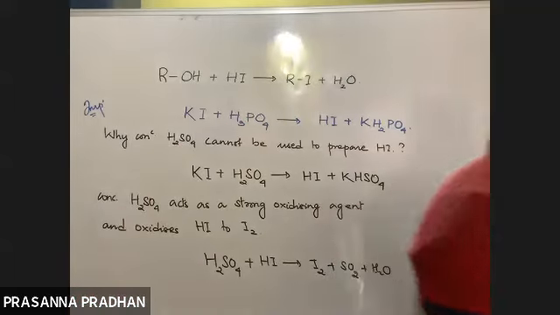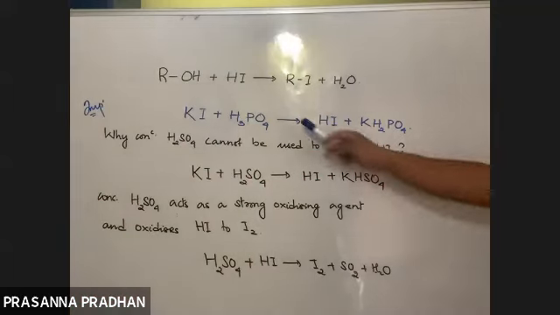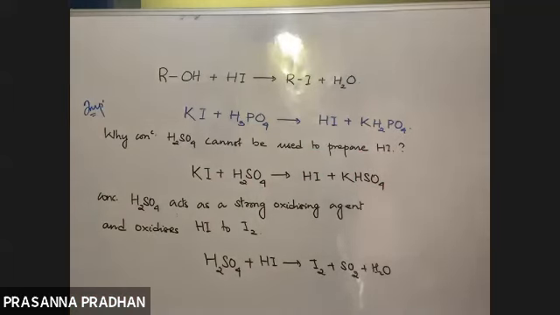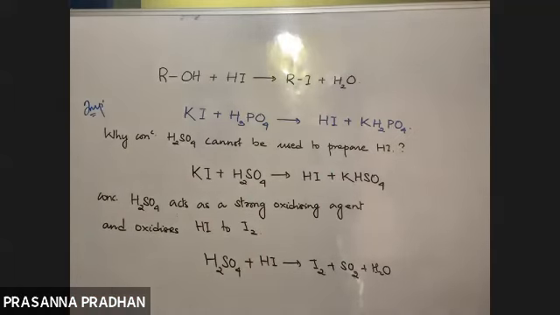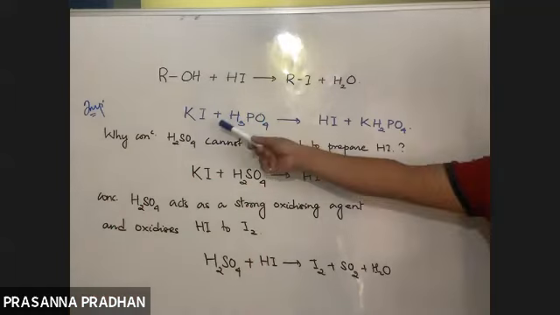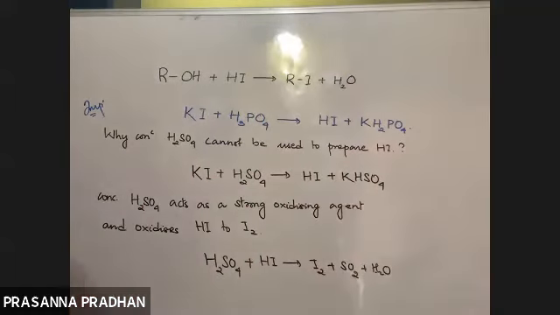So instead of conc H2SO4, what do we use? We use H3PO4. Just like in the case of HBr, remember that in the reaction either HI might be given directly, or instead of HI, KI and H3PO4 might be given.